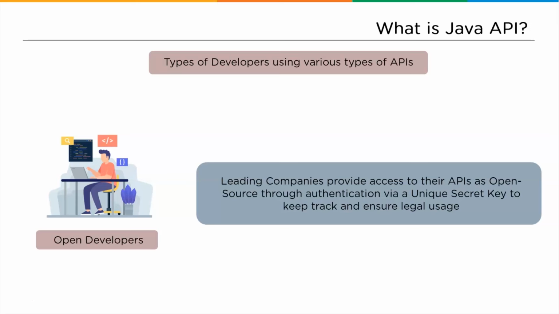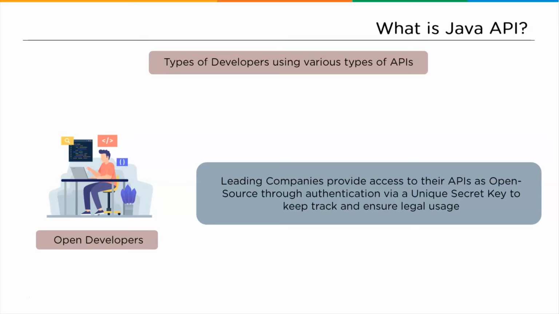Open APIs are used by top-end companies. Leading companies provide access to their APIs as open source through authentication via a unique secret key, to keep track and ensure legal usage. Basically, there might be some big companies, like social media companies or others, which provide the APIs they use for their applications as open source to developers. These open developers get access to the APIs through authentication.